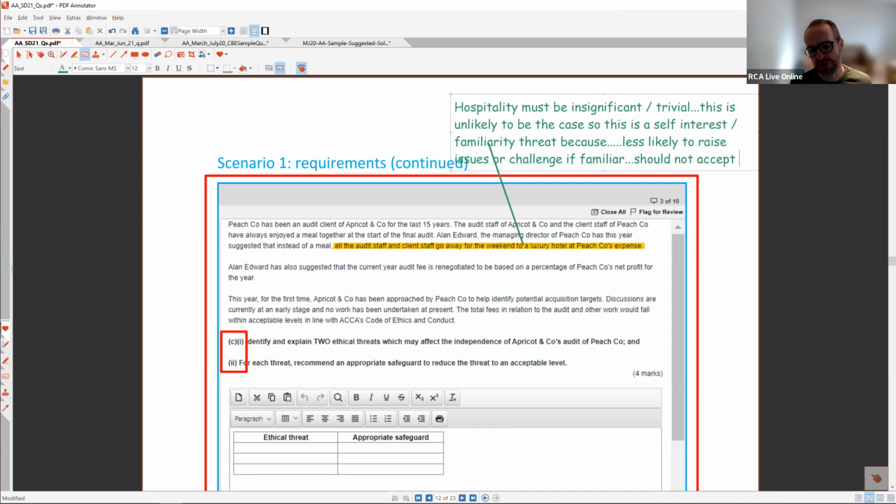Okay, so we should politely decline it and just say, look, let's just stick to the meal. Okay, so that would be fine. The meal is inconsequential, I think. Okay, what about the next one?